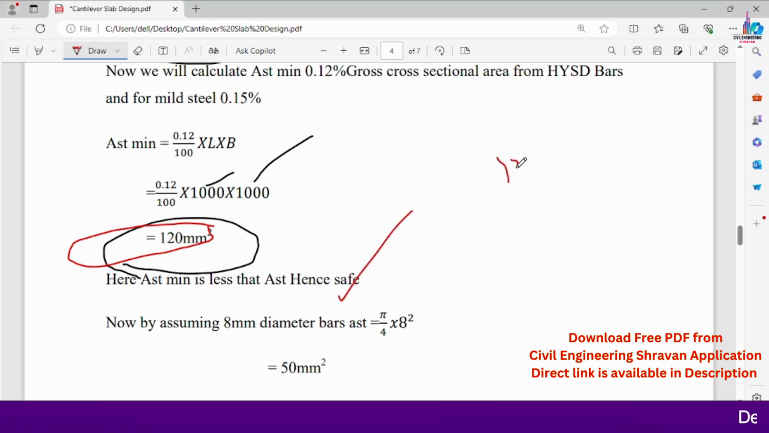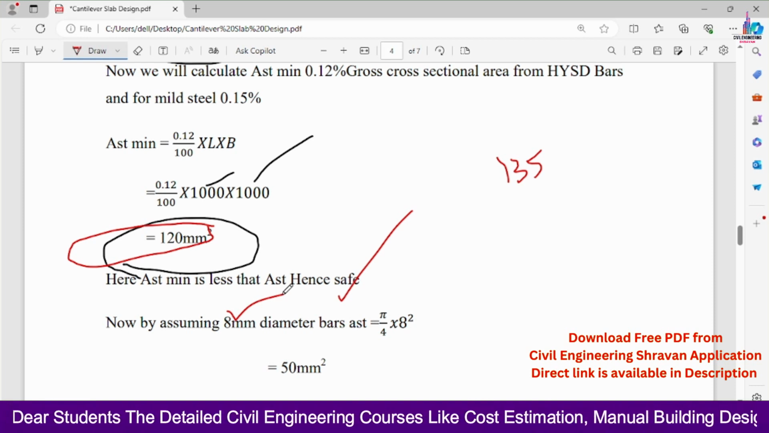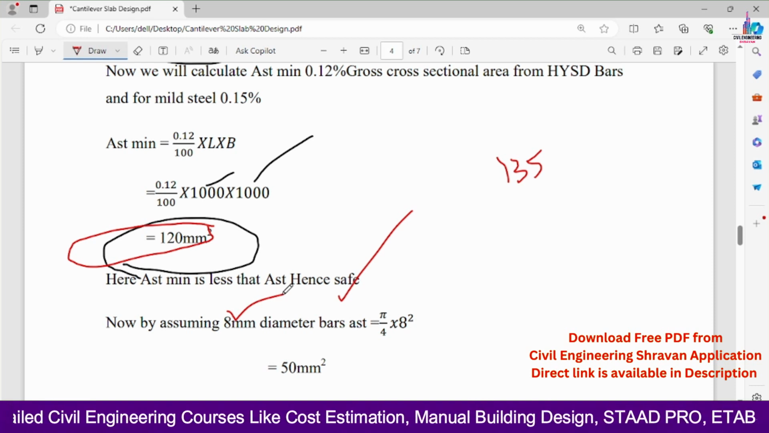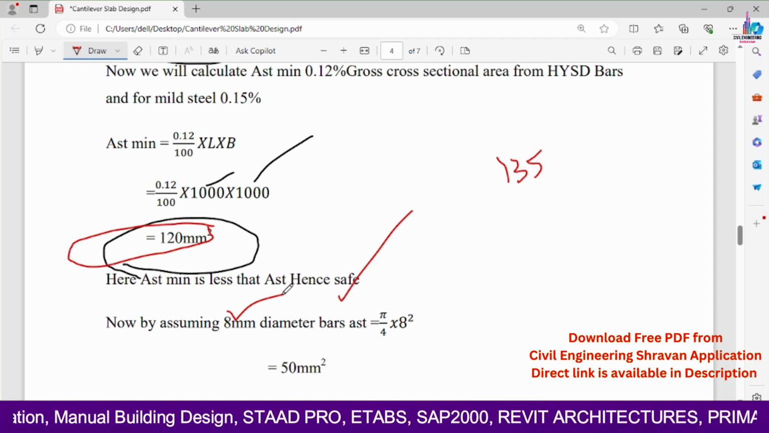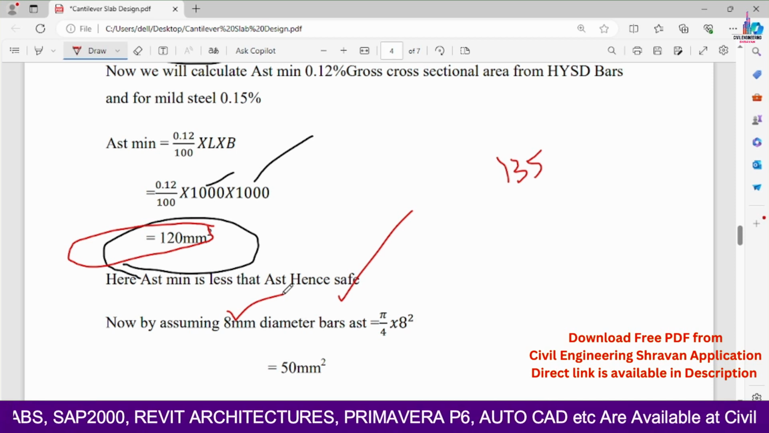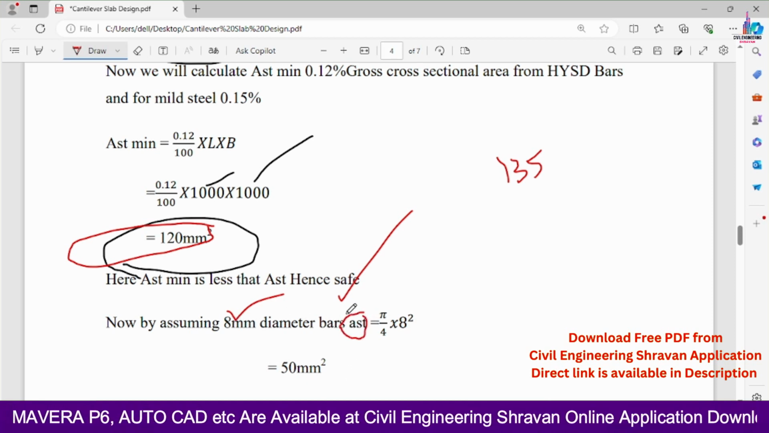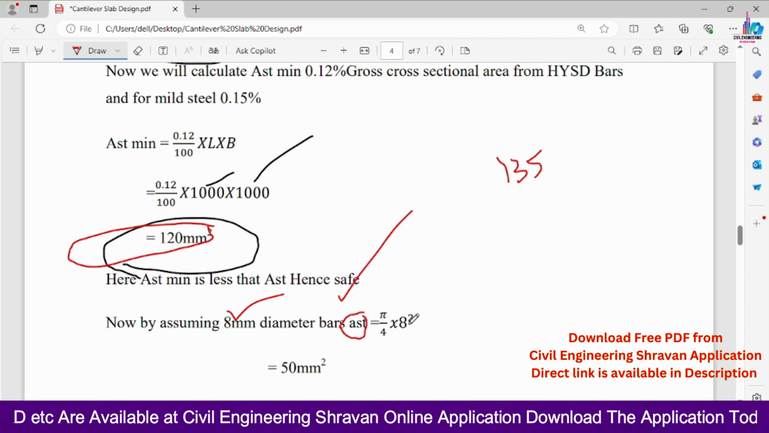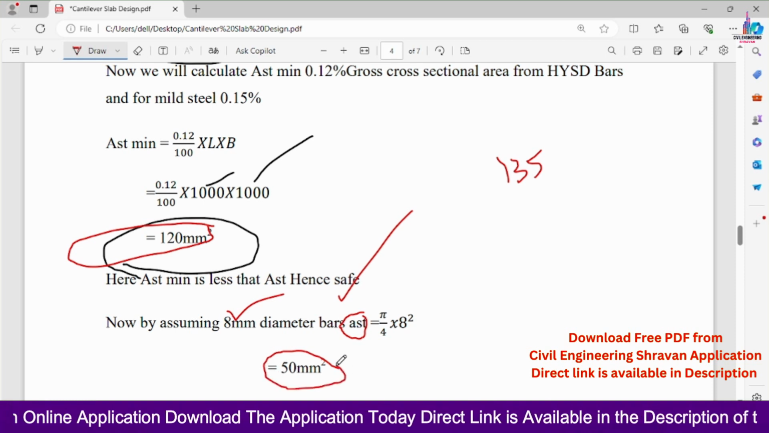Okay. Now after calculating this, we will assume an 8 mm diameter bar. Just here in this example I am taking an 8 mm diameter bar. If you want, you can take a 10 mm or 6 mm diameter bar depending upon your requirement. Most people will consider only 8 mm as well as 10 mm diameter bars for the slab. That's why I am selecting an 8 mm diameter bar here. Initially, we will calculate the Ast value for that particular diameter of the bar, which equals pi by 4 into d square, that is 8 square, so the value of Ast comes to 50 mm square. So this is the value of the Ast which is required after assuming the diameter of the bar.